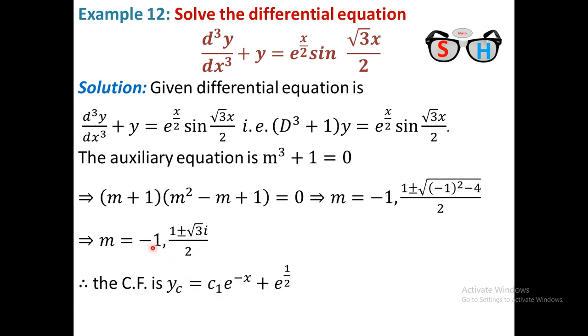c1 e to the power minus x for that root, and for that root there will be e to the power alpha x, that is e to the power half x, c2 cos beta x, here beta is root 3 by 2, cos root 3 by 2 x plus c3 sin root 3 x by 2. This is the complementary function.